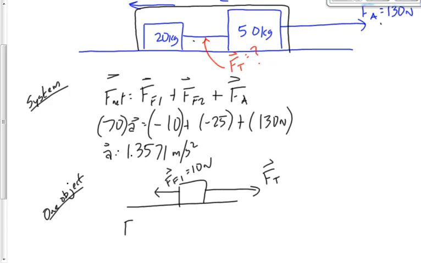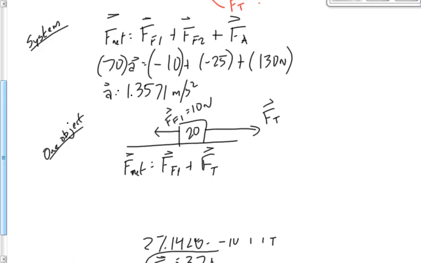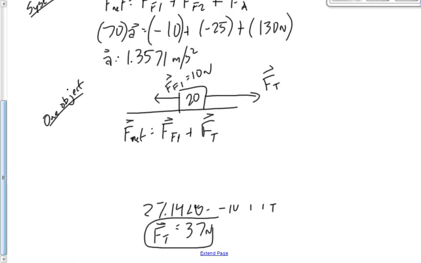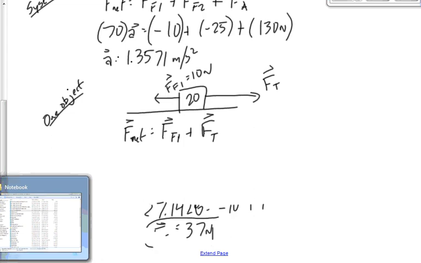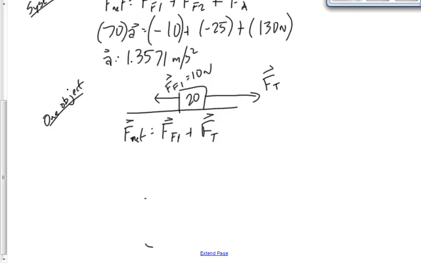Let's say F net is equal to the sum of the forces, FF1 plus FT. Remember, we're analyzing one object only now. What mass am I going to use? Anyone for the mass?